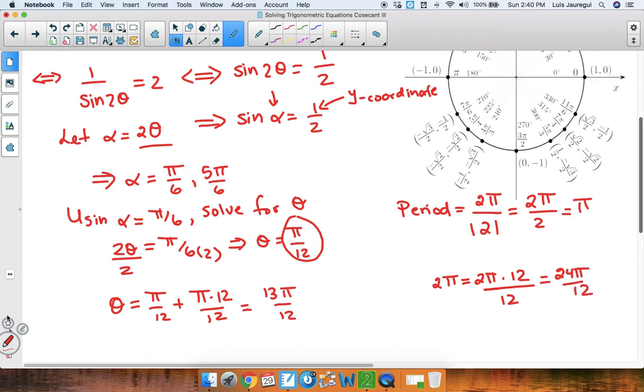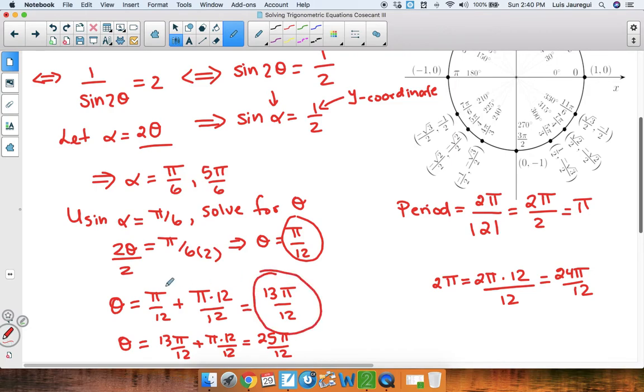So let's check the next value here. If we were to take theta to be 13 pi over 12 plus another pi, multiplying by 12 over 12, we get 25 pi over 12, which is surpassing the limit of 2 pi. So we only take those two values for theta, given that alpha was pi over 6.